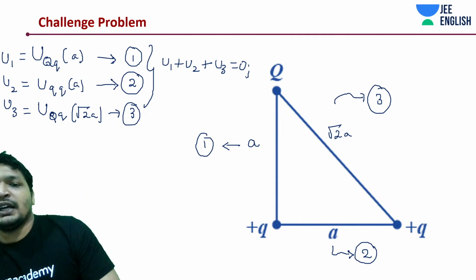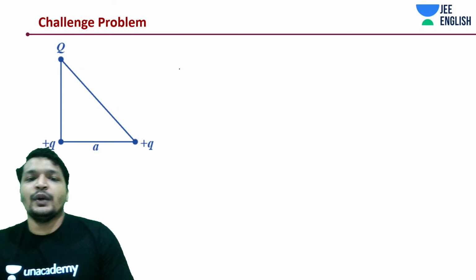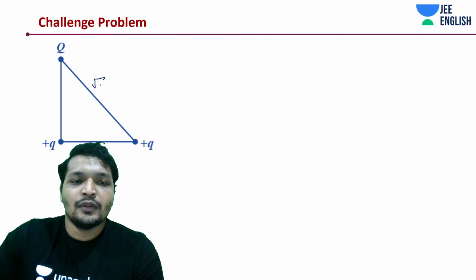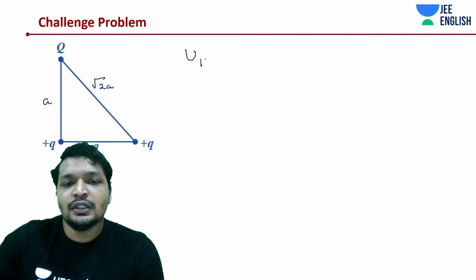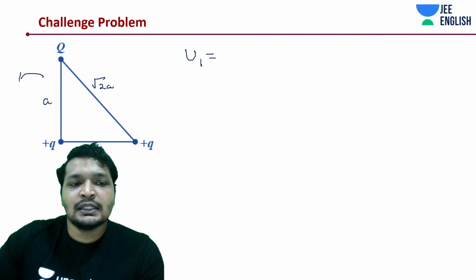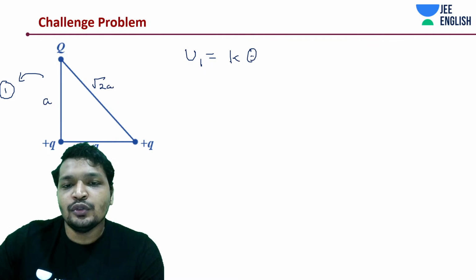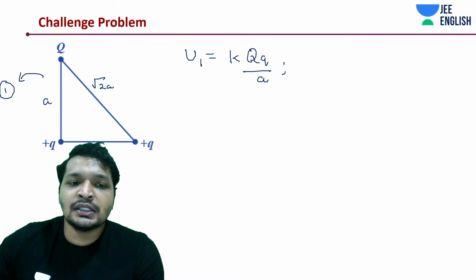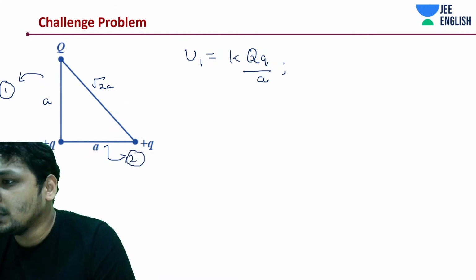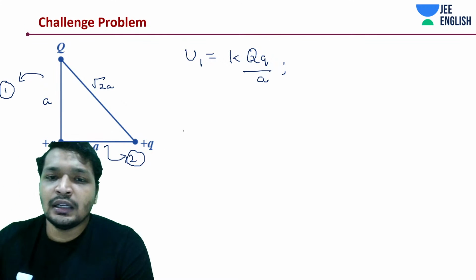Now rest is math. How much is U1? This is root 2A, this is A. I'm going to call this system 1. How much is U1, guys? K into capital Q into small q divided by A. If this is the second one, how much is U2?